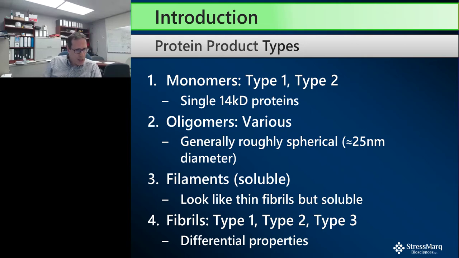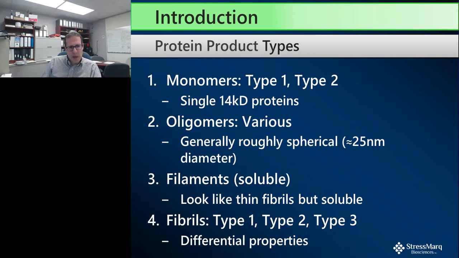There are also various types of oligomers. They can be made in several ways, but we generally see them, and we'll look at them shortly, to be roughly 25 nanometers in diameter and of a globular nature. Filaments are what most people think of as protofibrils, but we call them filaments because these are essentially intermediate products.